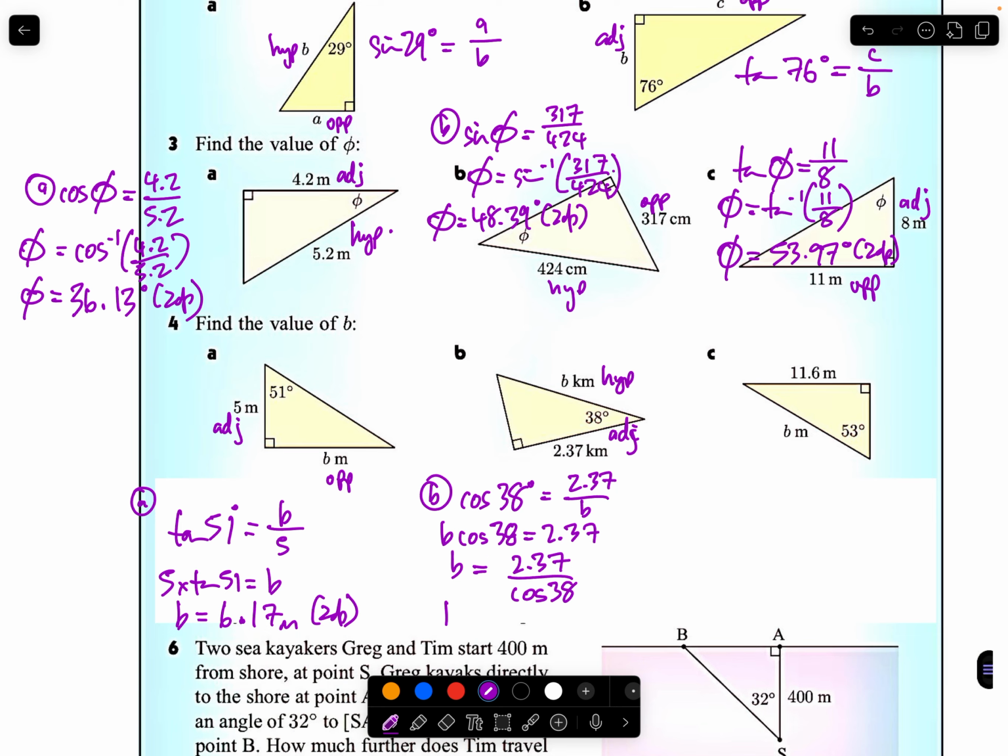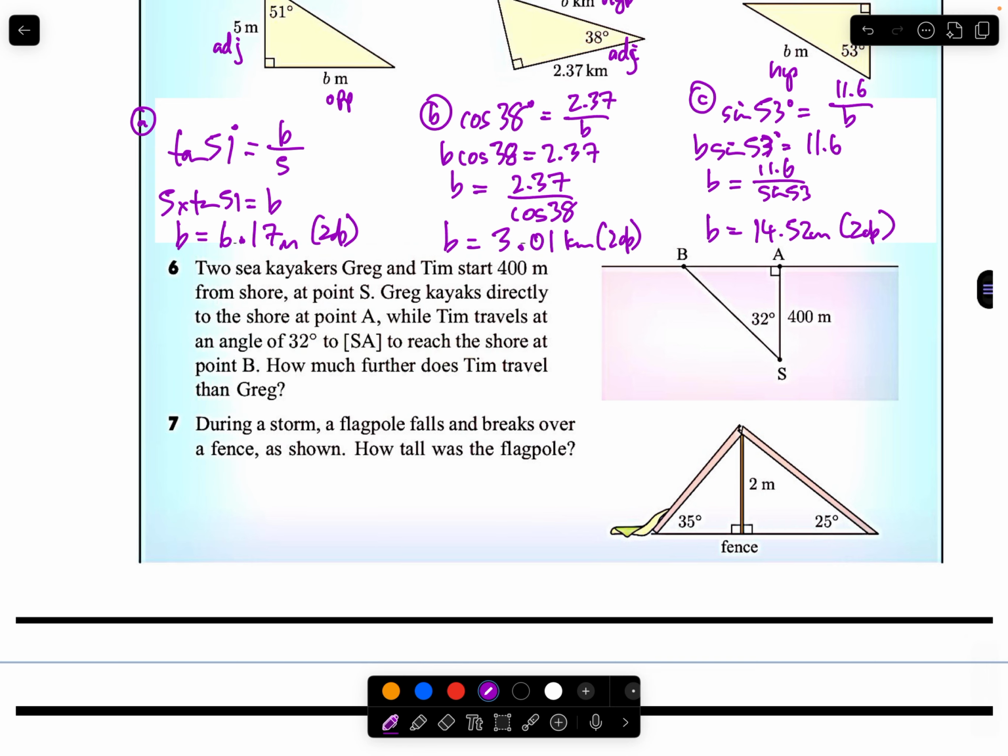2C. Kayakers Greg and Tim start 400 meters from shore at point S. Greg kayaks directly to the shore at point A, while Tim travels at an angle of 32 degrees to reach the shore at point B. How much further does Tim travel than Greg?